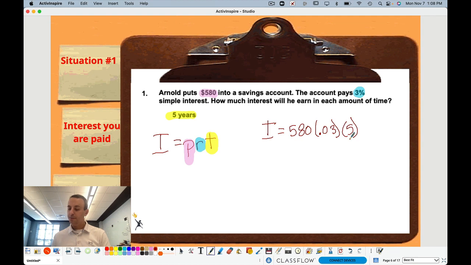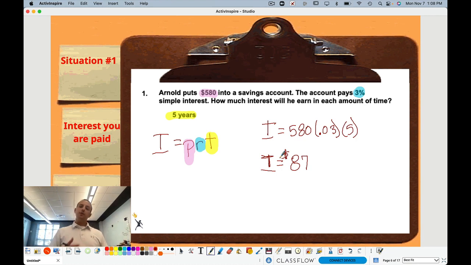And you can put it all in one step. You can go 580 times 0.03 times 5. And you'll find that the interest that Arnold's going to make is a total of $87. So over those 3 years, that's $87 in free money that you wouldn't have earned. You didn't do anything to earn it. You just put your money there and let it sit.